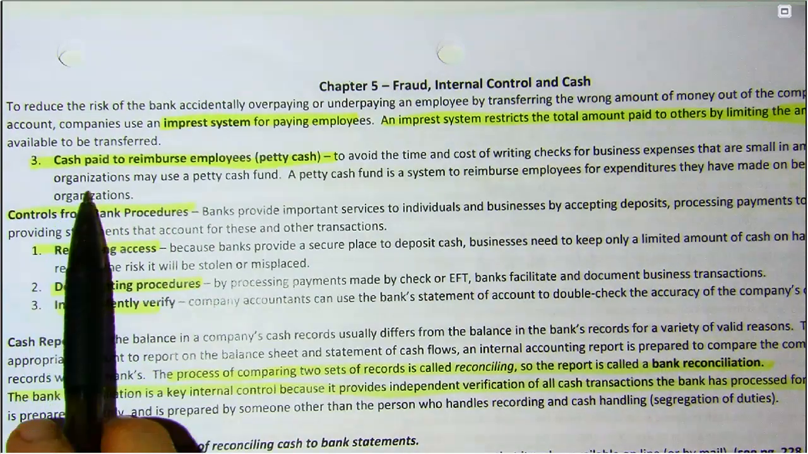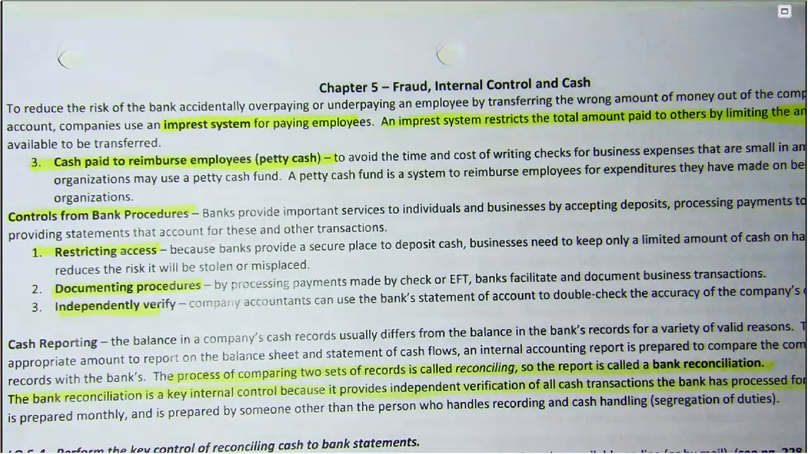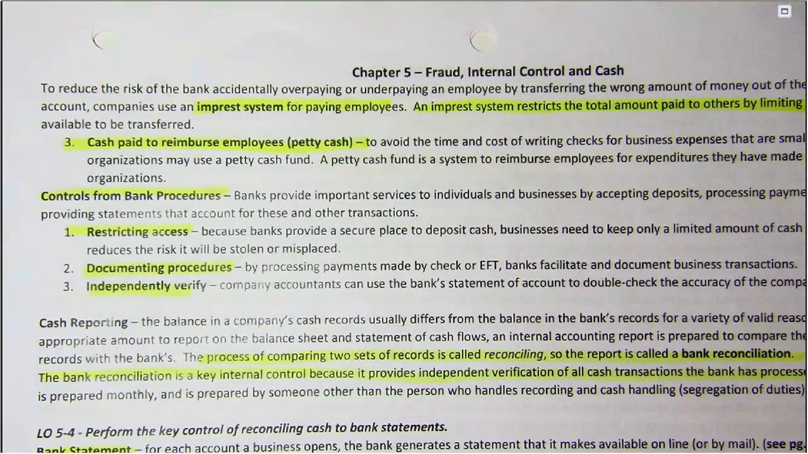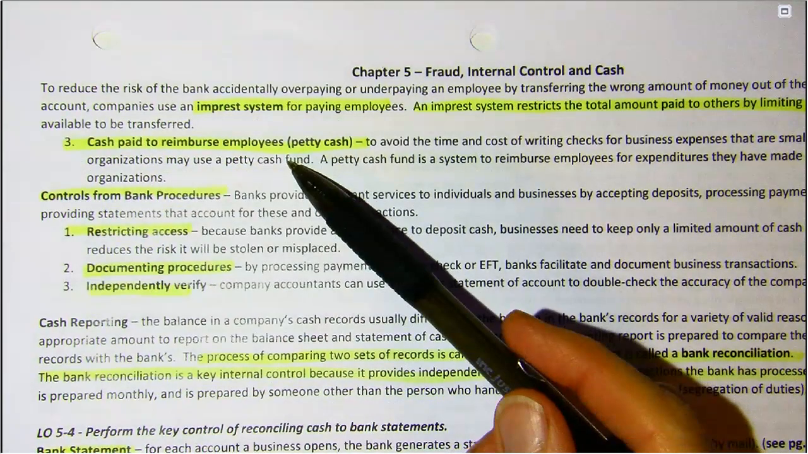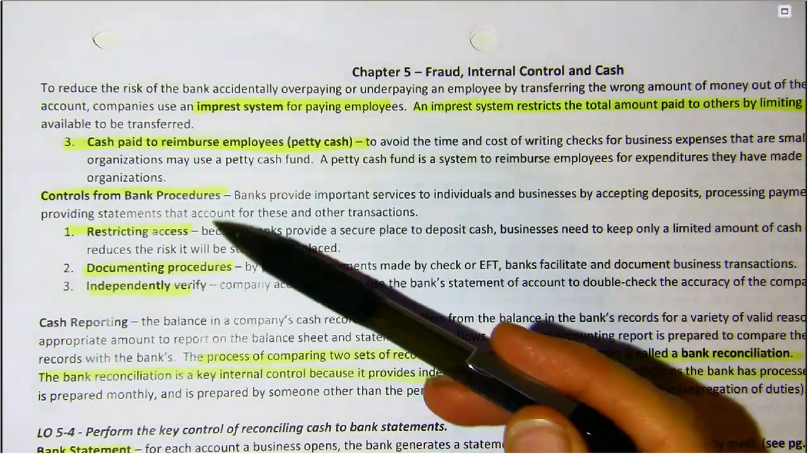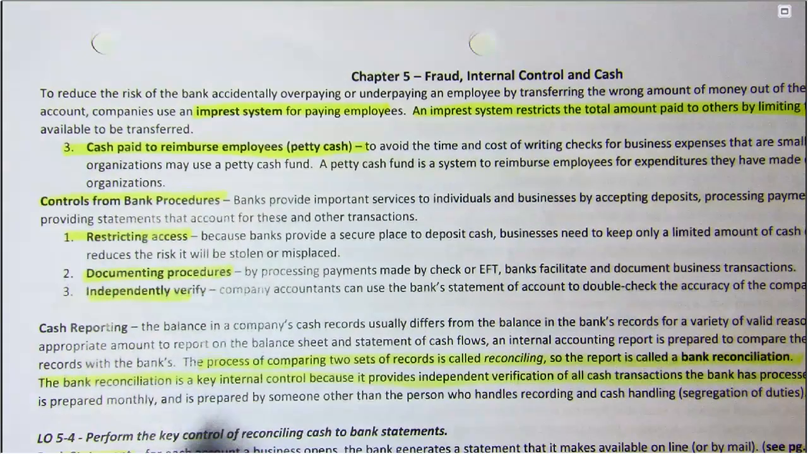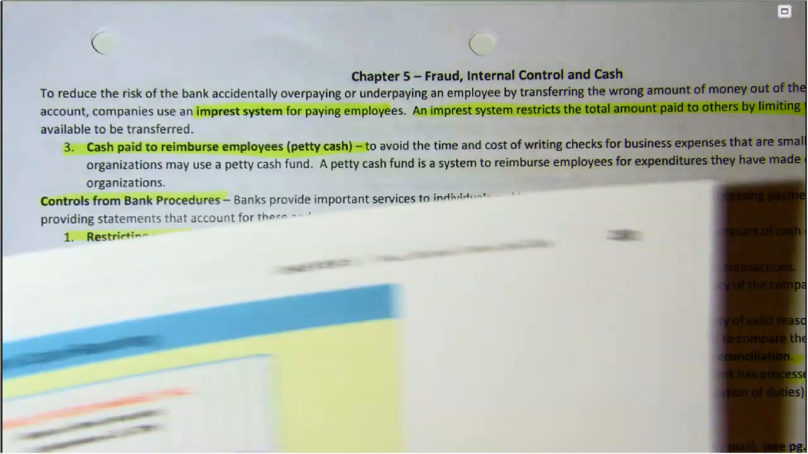Now let's talk for a moment about cash paid to reimburse employees for any payments that they made on the company's behalf. This will be our last topic because we're going to be covering controls from bank procedures with Learning Outcome 5-4. So let's talk about a petty cash system.